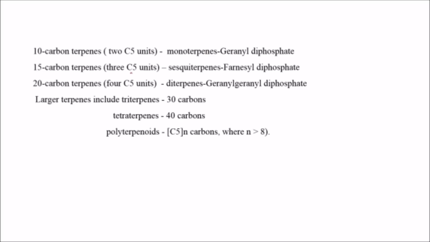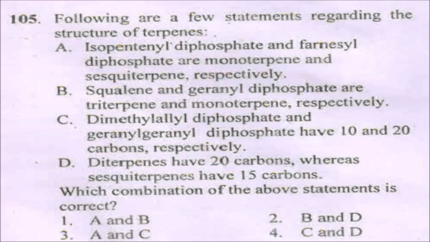One having 3 units of C5, or 15 carbon terpenes, is known as sesquiterpenes, and farnesyl diphosphate is the example. 20 carbon terpenes are known as diterpenes, and geranylgeranyl diphosphate is the example. The larger terpenes include triterpenes, having 30 carbons, tetraterpenes having 40 carbons, and polyterpenes, which generally have more than 40 carbon compounds. Now move to the question.